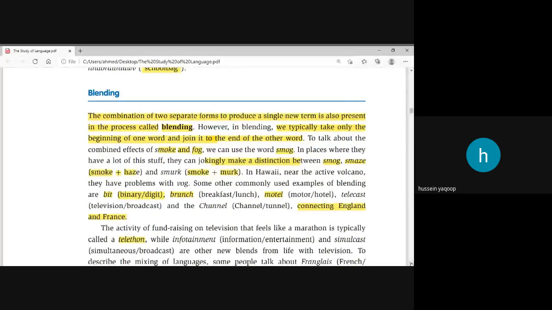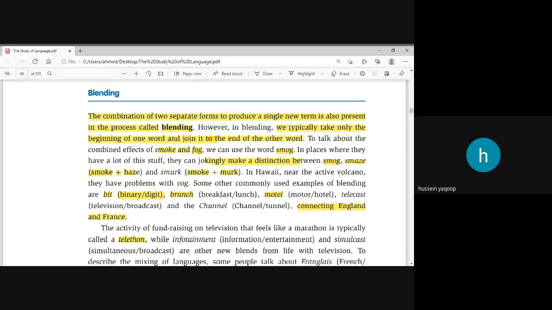Now for blending, here we have another technique of word formation. With blending, we do what? The combination of two separate forms to produce a single new term is also present in the process called blending. Up to now, blending and compounding are similar, but in blending, we typically take only the beginning of one word and join it to the end of the other word. When we have two words like these, as you can see, smoke and fog, to produce smog.